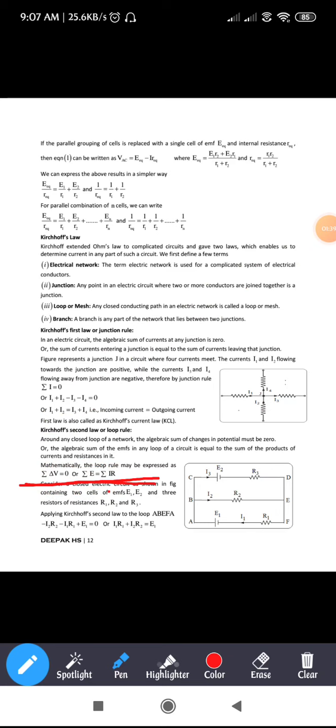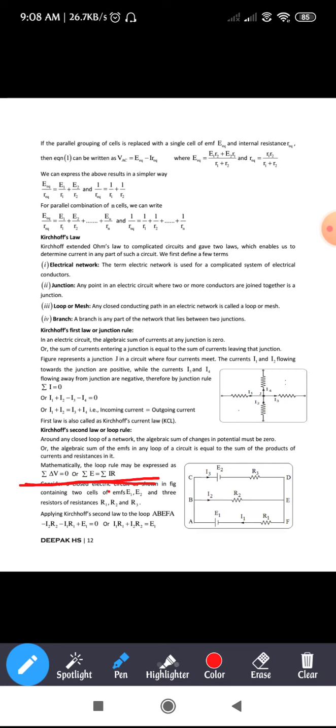In order to apply Kirchhoff's second law, as you know, we have gone through the sign convention. You take E as positive when you are moving towards increasing potential, and E is taken as negative when you are moving towards decreasing potential. Similarly, the product of current and resistance is taken to be positive when you are moving in a direction opposite to the direction of current, and it is taken as negative when you are moving along the direction of current. Okay, so this is the sign convention.